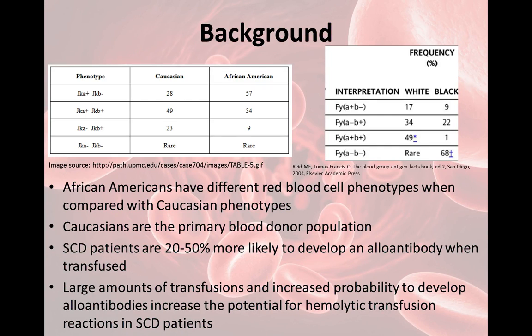Some more background information. Antigenic variation exists between sickle cell disease patient phenotypes and primary blood donor population phenotypes, which is typically Caucasian. Sickle cell disease patients are more likely to develop alloantibodies due to available blood component products being comprised largely of dissimilar phenotypic cells, as well as an increased need for transfusions.